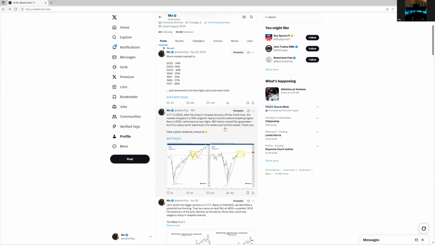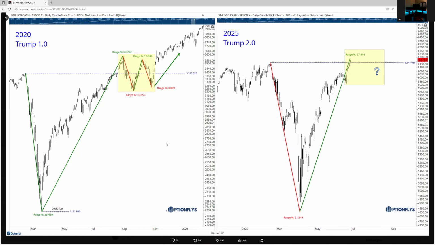So they call that mean reversion. We're going to try to pick the good horse, but we'll see what happens. Again, there's no guarantee. But the point is, is it a setup worth watching in the weeks and months ahead? Fine, we're going to watch and see what happens.